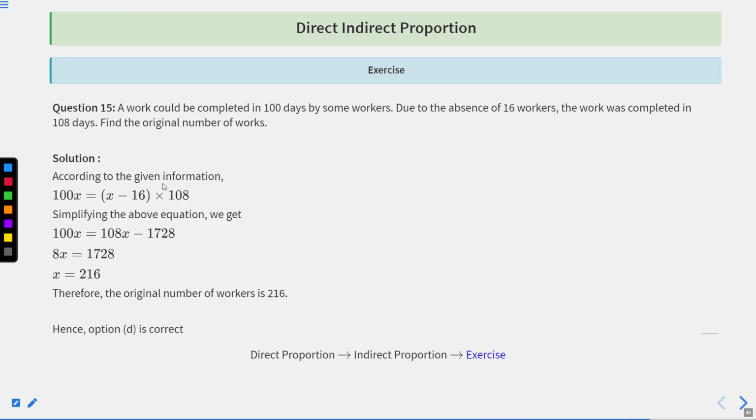So according to the given information, 100x is equal to (x minus 16) times 108, and simplifying this equation, we get 100x equals 108x minus 1728, so 8x is equal to 1728, which gives 216. So the value of x is 216. Therefore, the original number of workers was 216. So the correct option here is option D.